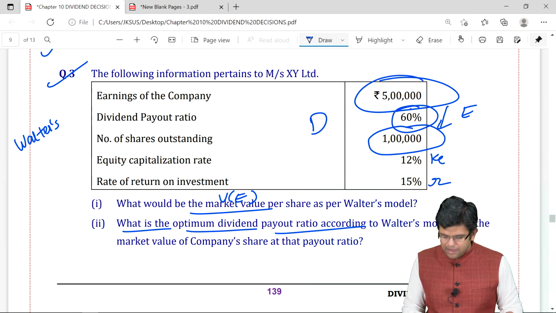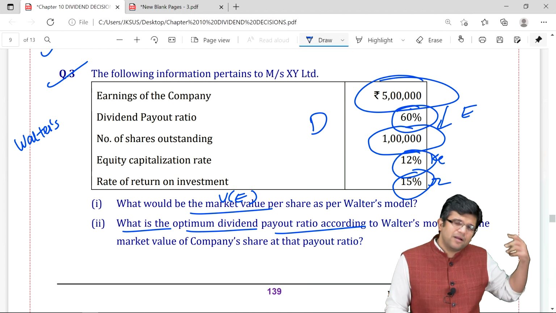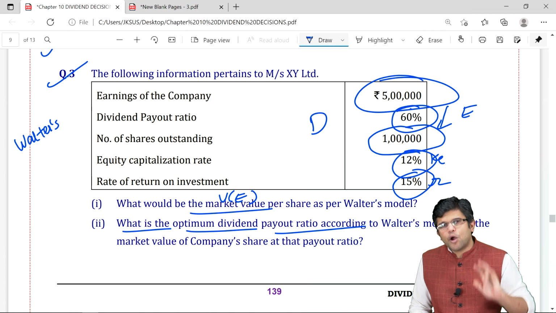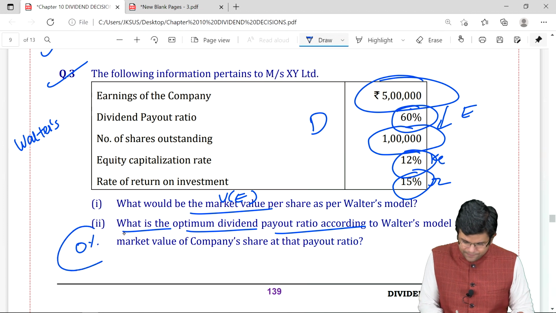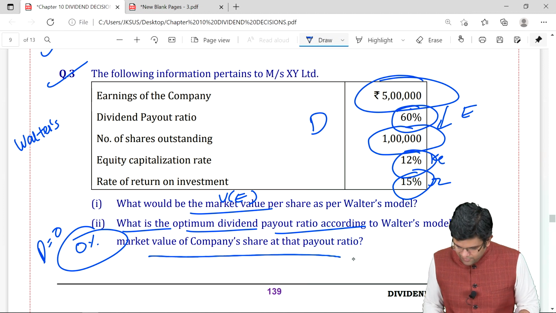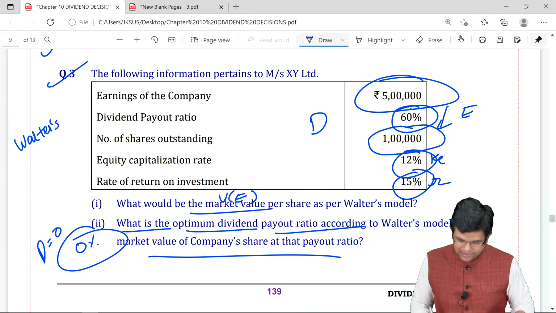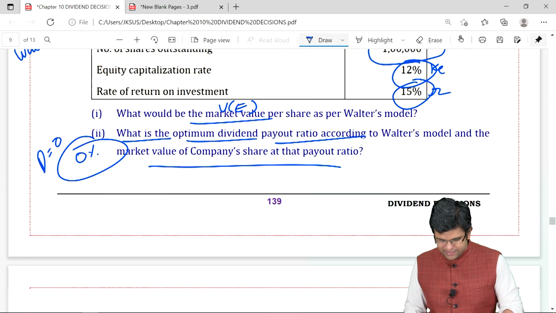Children, for the optimum dividend payout, I will say, since R is greater than K, since the company can earn more than what the shareholders can earn, the optimum dividend payout ratio is 0%, and therefore D should be 0. And at this D equal to 0, we will again calculate the value of the company share using the Walter's model. Everybody clear? So this is as far as question number 3 is concerned.